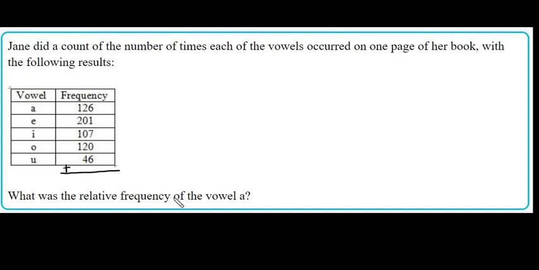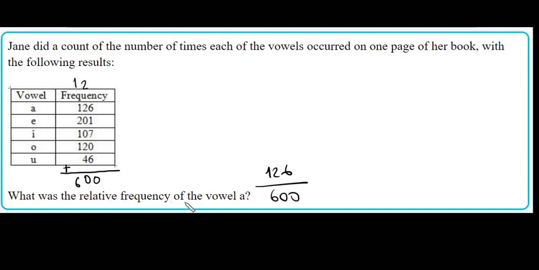The question: what was the relative frequency for the vowel A? The frequency for A is 126 over the total frequency. So we have to just add them up. 126 plus 201 plus 107 plus 120 plus 46 gives 600. The total number of frequencies is 600.